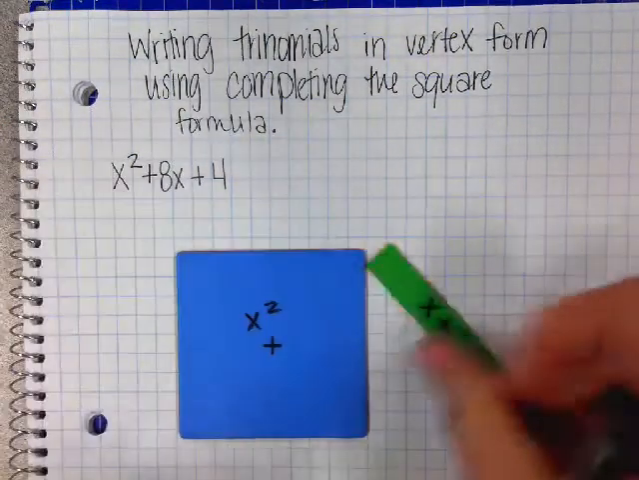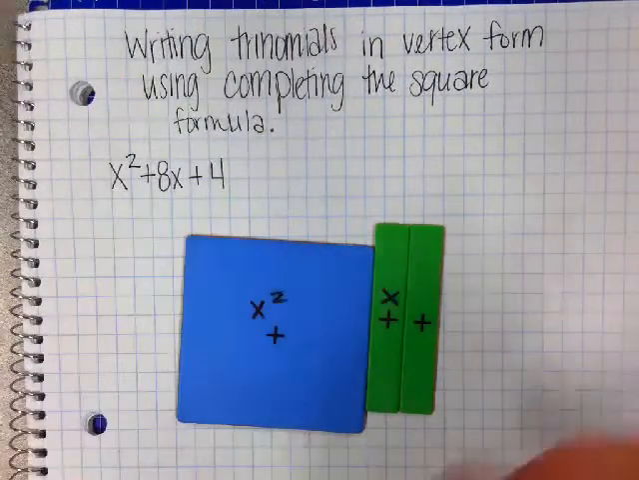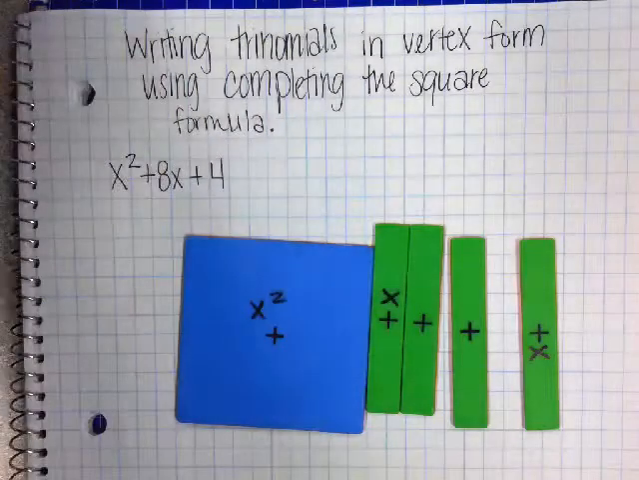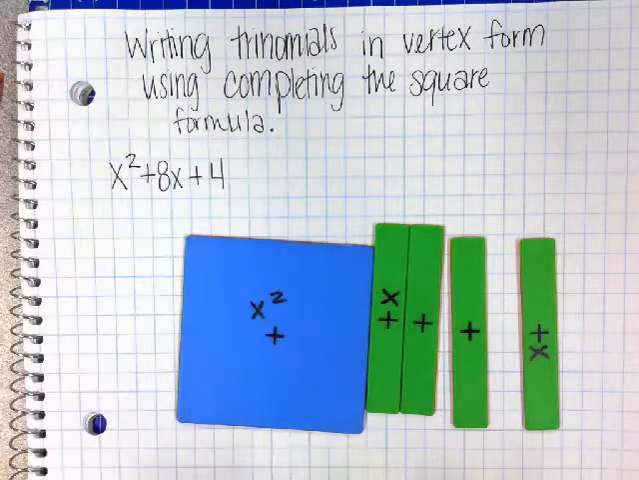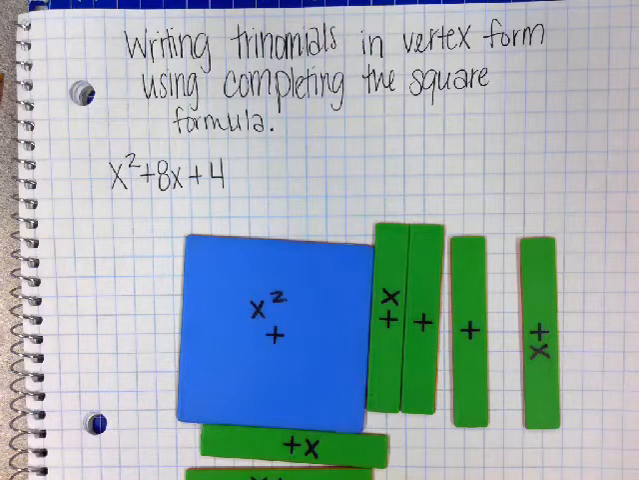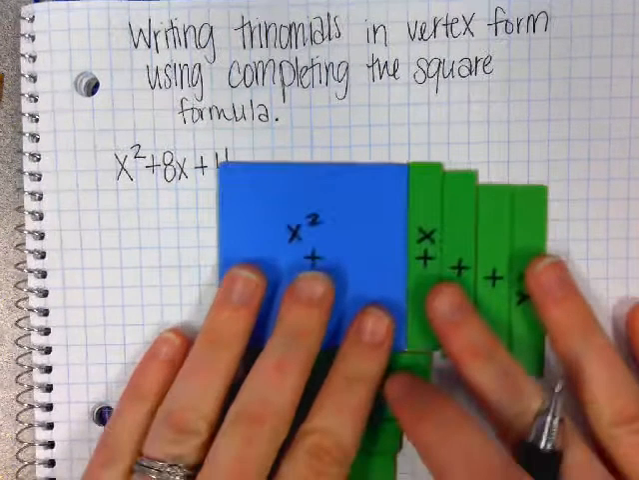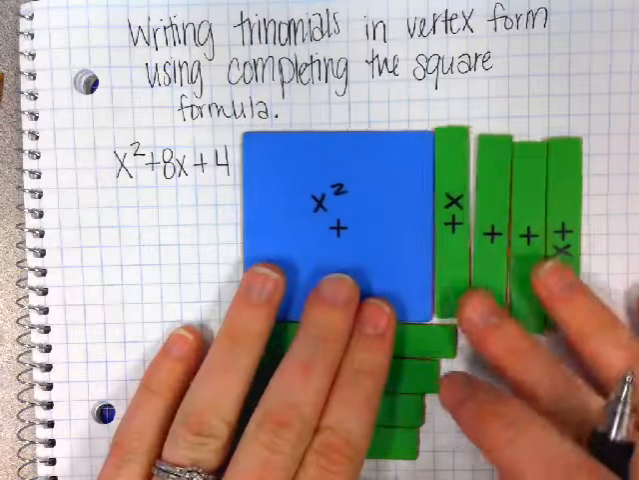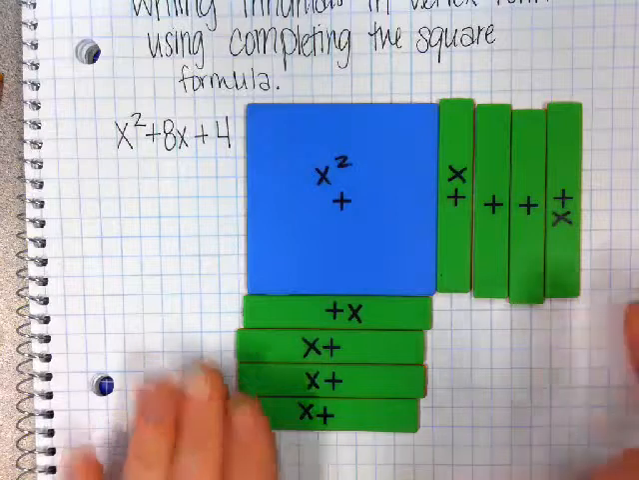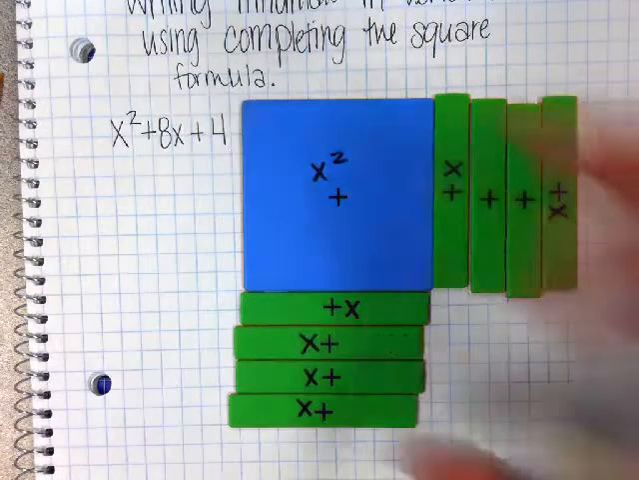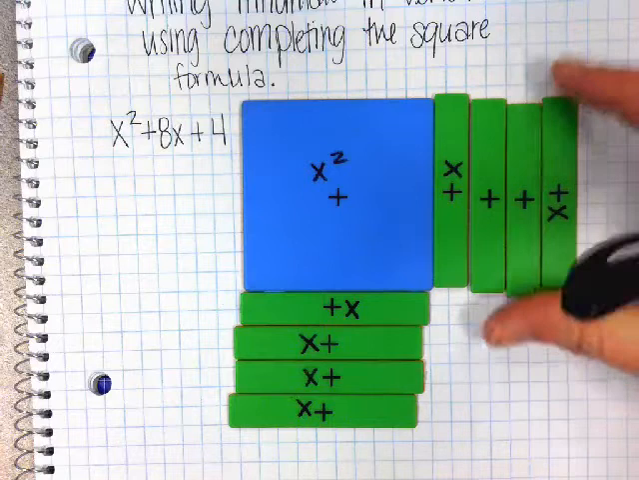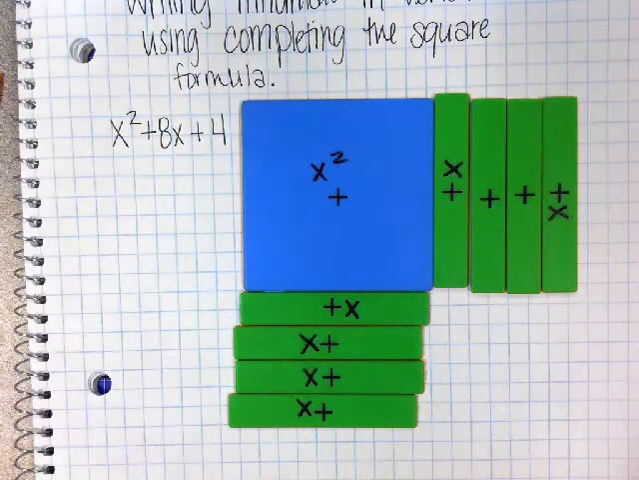I need 8 x's. So 1, 2, 3, 4, 5, 6, 7, 8. Now, why did I put 4 on the right and 4 on the bottom? So that it's 8. I split it up so that it would make a square, because a square has the same dimensions on the left as it does on the right. So I had to split it up.